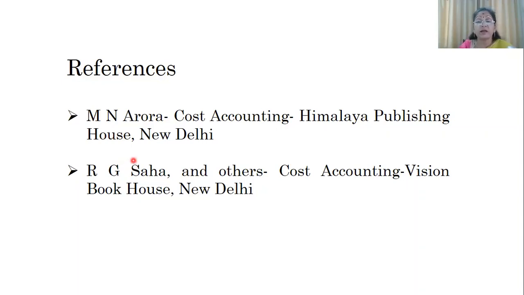Dear students, practice the problems. So many problems are given in M.N. Arora and R.G. Saha. You can practice these problems, and you can see more problems in both books. You can practice well. Practice makes a man perfect. You will get more marks in your examination. Practice is very, very essential.